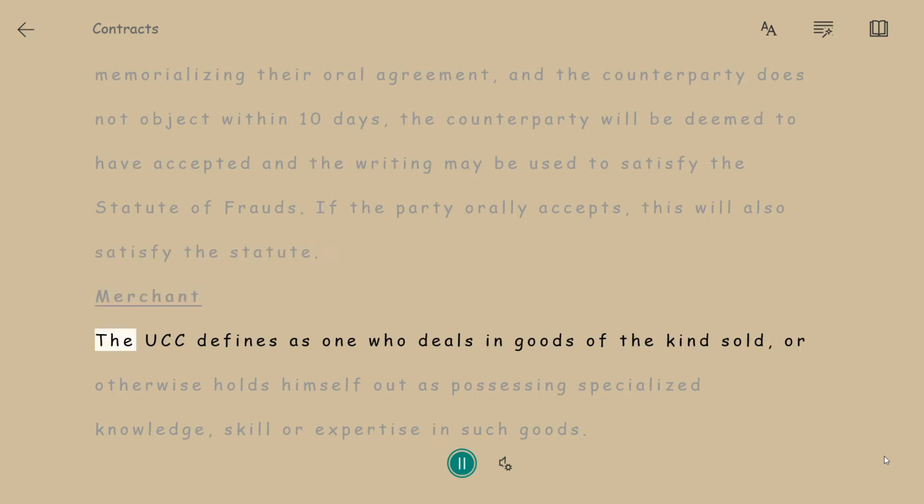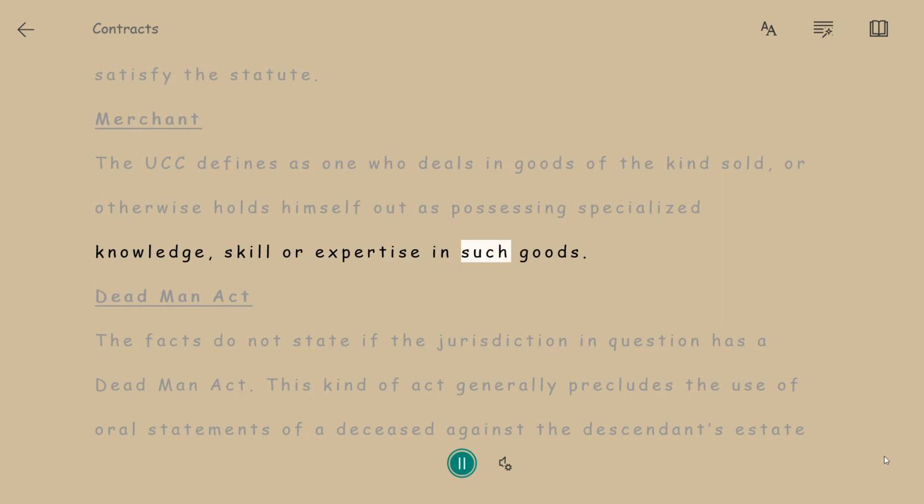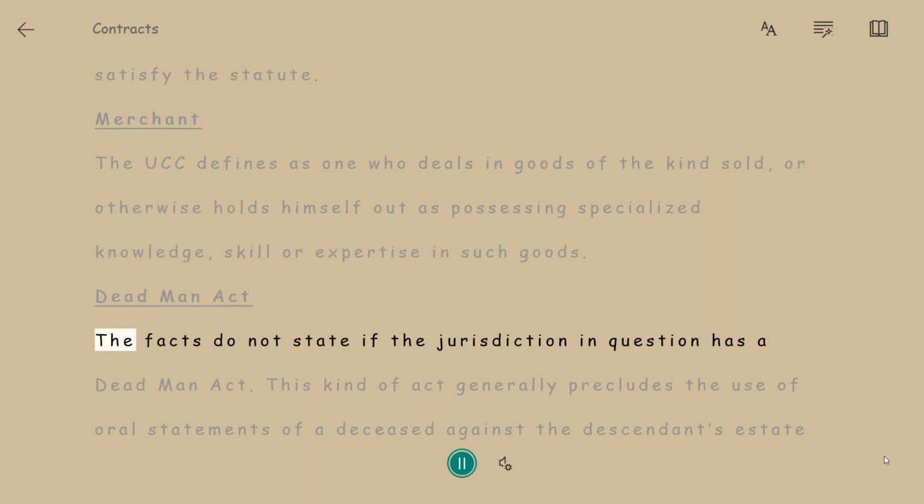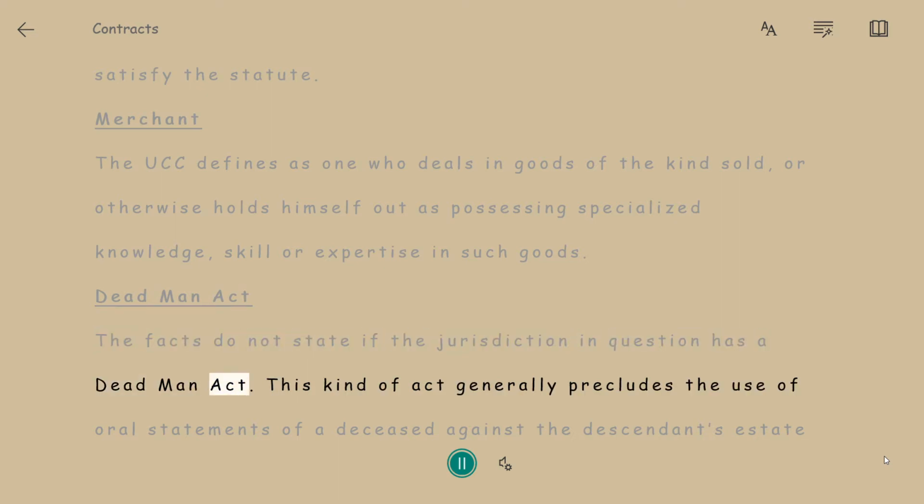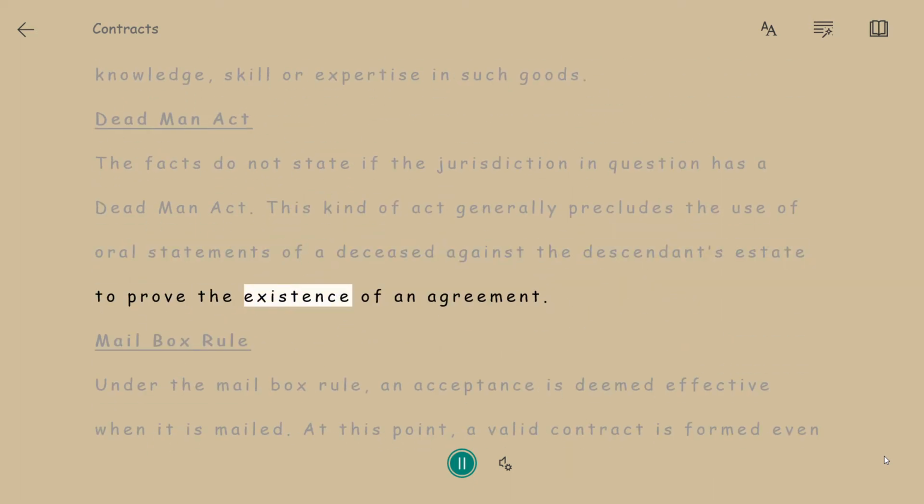Merchant. The UCC defines a merchant as one who deals in goods of the kind sold, or otherwise holds himself out as possessing specialized knowledge, skill or expertise in such goods. Dead Man Act. The facts do not state if the jurisdiction in question has a Dead Man Act. This kind of act generally precludes the use of oral statements of a deceased against the decedent's estate to prove the existence of an agreement.